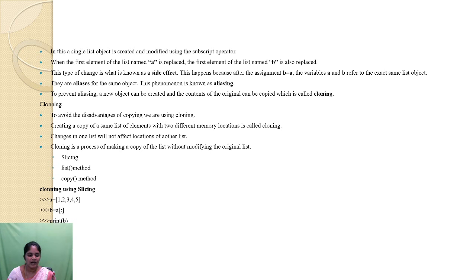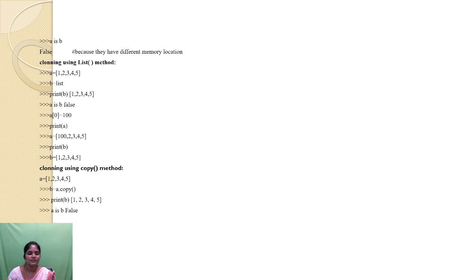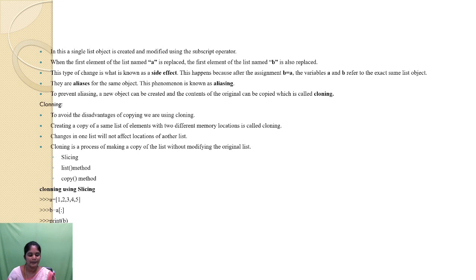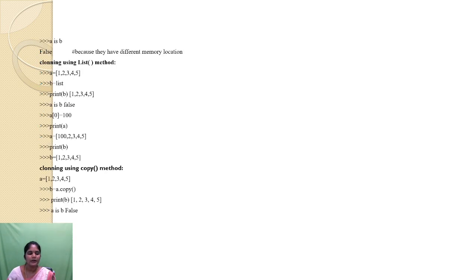Now I print the values of b. The answer will produce 1, 2, 3, 4, and 5. Likewise we produce cloning using the slicing operator. If we check a is b, it is false. The same number of elements are present but in different memory locations, so with the help of the identity operator the answer will produce false.